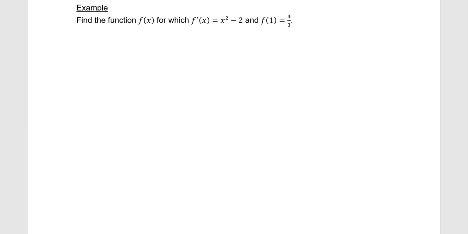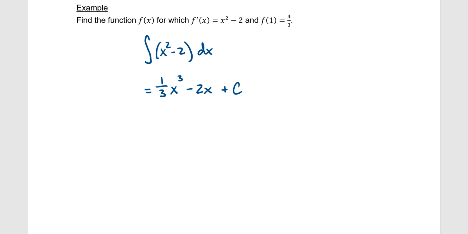So I'm going to write this like this: the integral of x squared minus 2 dx. And if you have more than one term that you're integrating, make sure you have parentheses around them. So if we want to integrate that, the integral of x squared is going to be x cubed divided by 3. And then the integral of negative 2 is negative 2x. And then we need this plus c.